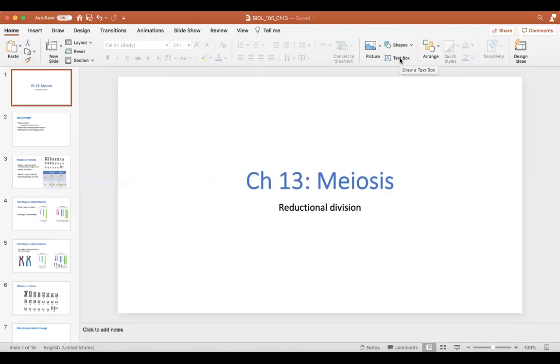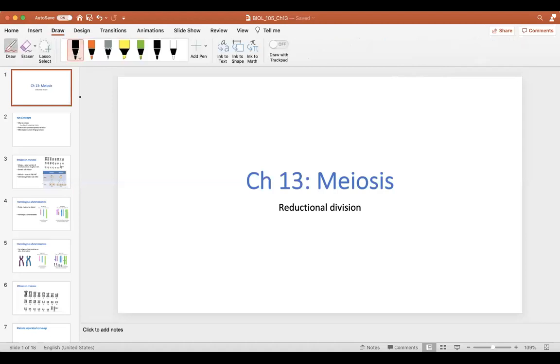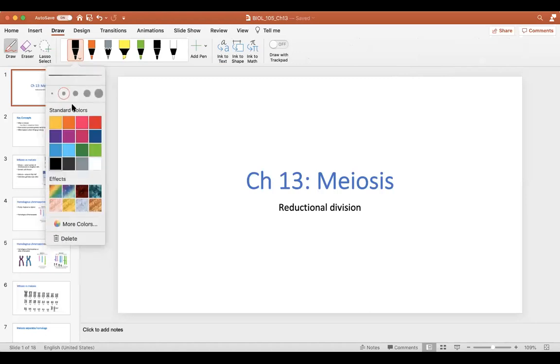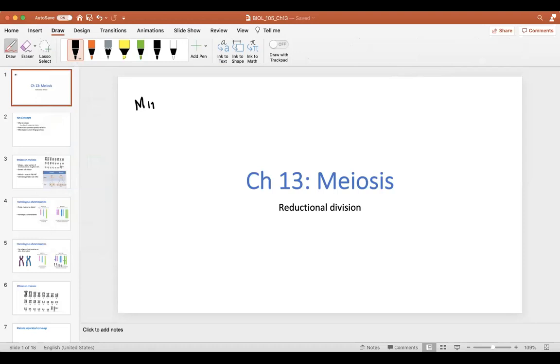Hi, everyone. So we are moving on from chapter 12, where we talked about mitosis, and now we're moving on to chapter 13, where we're going to talk about meiosis. So chapter 12 is mitosis, and chapter 13 is, of course, meiosis. And we're going to talk about the differences between these two.